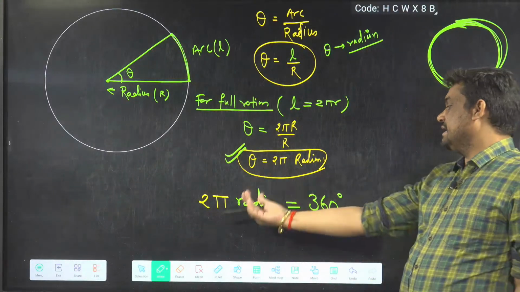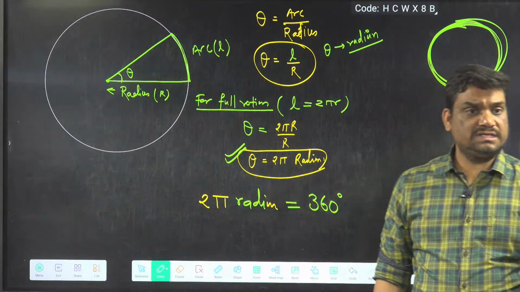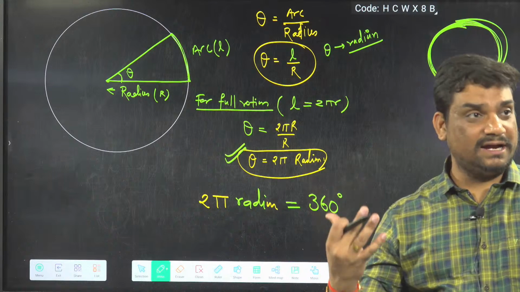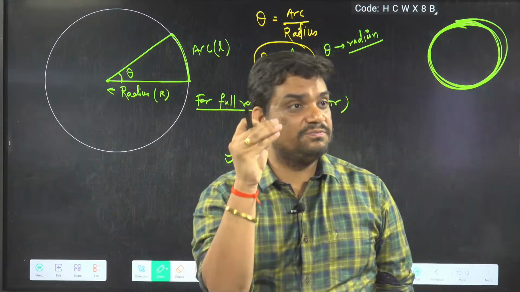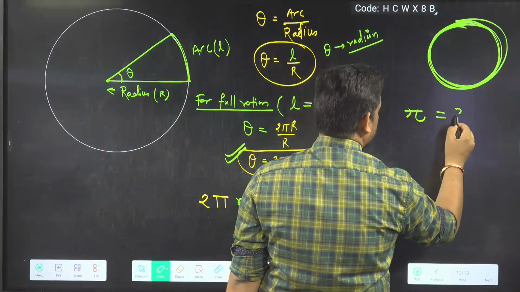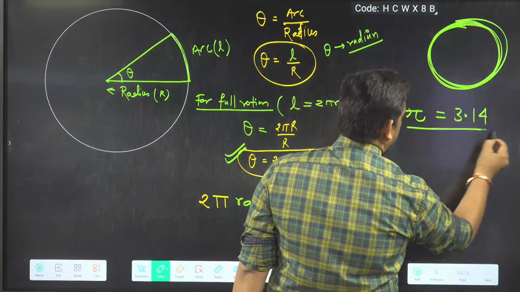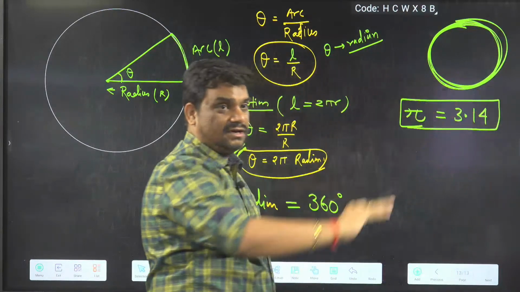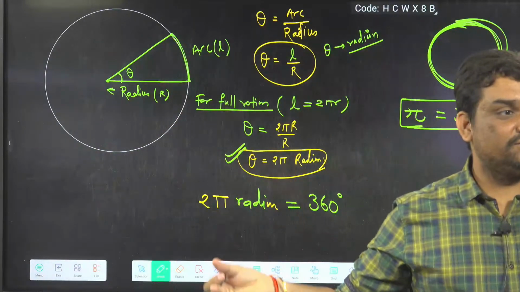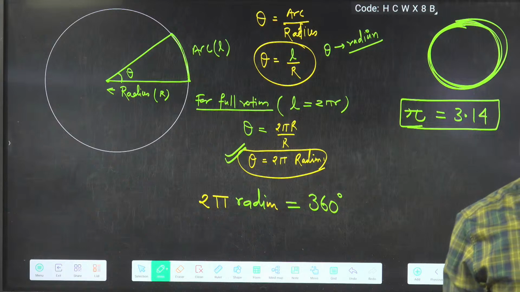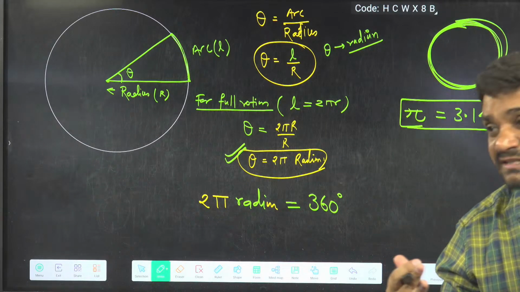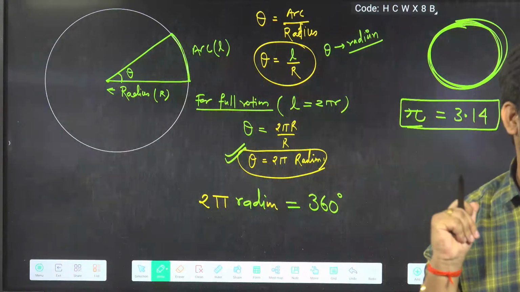So I am saying 2 pi radian is equivalent to 360 degree. Again, some of you might have a doubt in your mind: sir, we know the value of pi is 3.14. Everyone knows that. And 3.14, if I multiply with 2, comes to 6.28. So how are you saying 6.28 is equal to 360 degree, which is practically not possible?